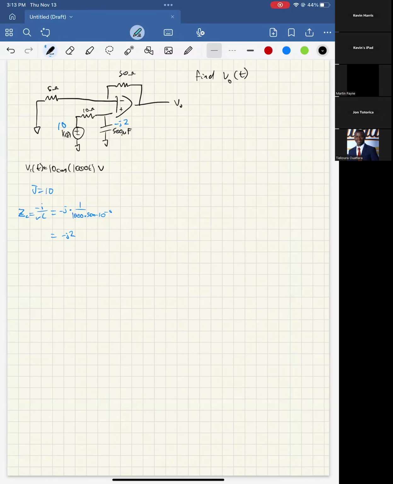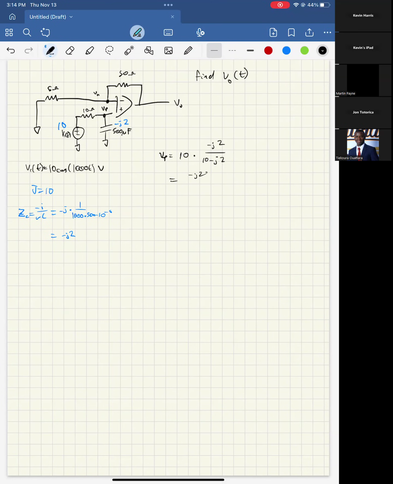So first we have to find what VP is. What's VP? Let's find out. VP, as you can hopefully see, this is just a loop. There's no current going here, so you can think of this as a voltage divider. The voltage divider is going to be our input 10 times negative J2 over 10 minus J2, which in this case, I'll go through the math for this because it's not that bad, and surely I can do this in my head or on paper here.